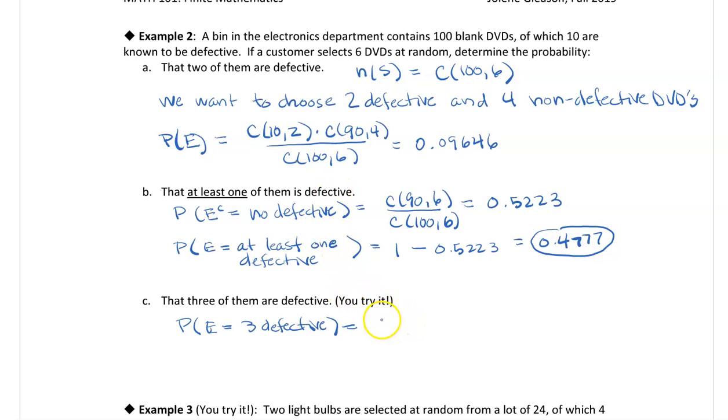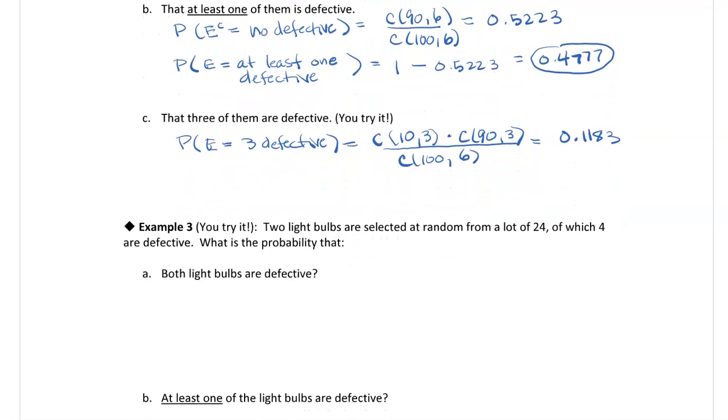So we want to choose 3 defective and we want to choose 3 non-defective because we're choosing a total of 6 DVDs. So we've got 10 defective DVDs, we want to choose 3 of them. And we've got 90 non-defective, and we want to choose 3 of those. And then we're going to divide by the total number of ways, 100 choose 6. And when you calculate that out, you get 0.1183. Alrighty. So you've got to get good at these combinations.